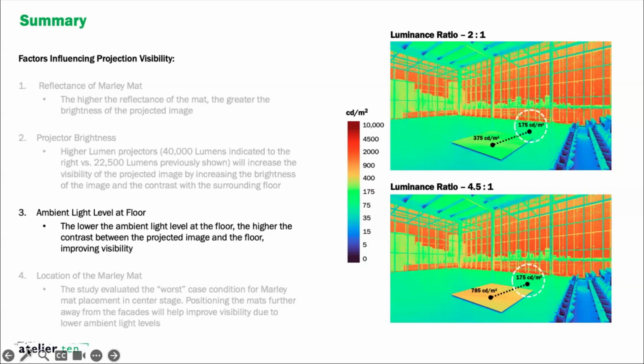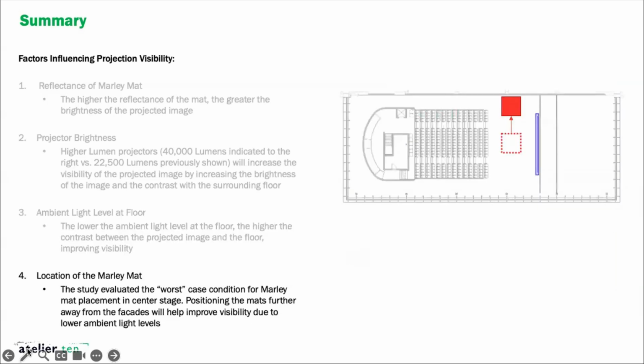Another thing is the ambient light level at the floor. Obviously, again, the lower the ambient light level at the floor, the higher the contrast between the projected image and the floor, which will in turn improve the visibility of the projected image. And then a very simple thing is just moving the Marley mat. Having the Marley mat much closer to the glazing is going to increase the risk for lack of visibility for the projection in that space. So we suggested that they move that location closer to the northern side of the floor plate that's more distant from the glazing.